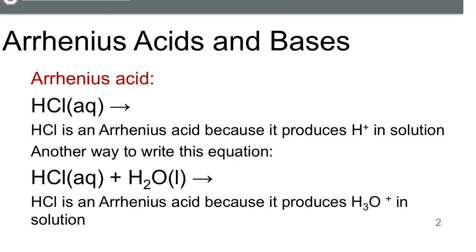Okay, anyway. So let's talk about acids and bases. We're going to look at 3 different definitions for acids and bases. The first one we're going to look at is the Arrhenius definition. This is sort of the most restrictive definition of an acid and base.